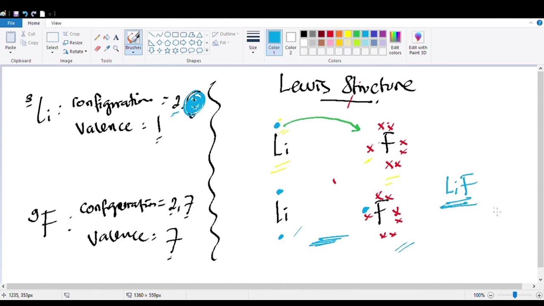Lithium fluoride. But when they react with water, the lithium will split and be a positive ion, and the fluorine will be a negative ion. While lithium is positive, remember that this lithium lost 1 electron. So now the protons of lithium are more than the electrons, which means this lithium is more positive. While for fluorine, the electrons are more than the protons, so it means the fluorine is more negative.